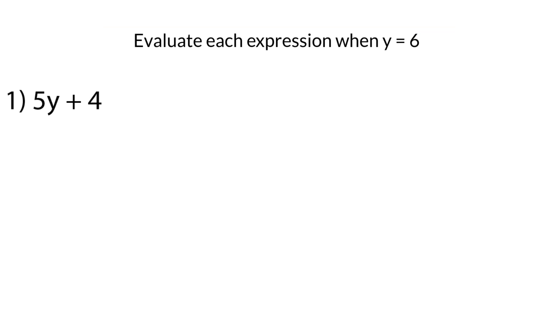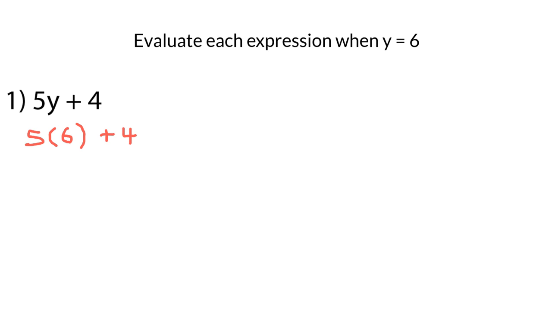So let's see how this works. How do you use substitution to evaluate an expression? Here we have a set of instructions. It says evaluate each expression when y is equal to 6. And then down here we have our first expression, 5y plus 4. And we're going to use substitution to solve that. So I'm going to rewrite this. I have 5, and then I'm going to put in brackets. I'm going to take out the y and replace it with a 6. That's substitution. And the brackets are important because that means multiply, and that's what is happening, 5 times the value of y. And I'm going to rewrite the rest of the equation, plus 4.